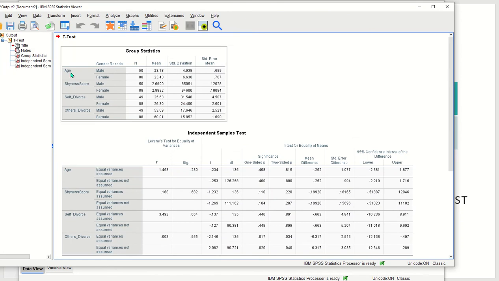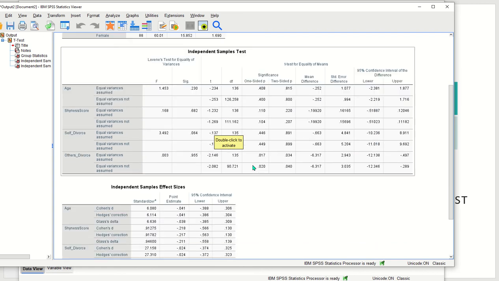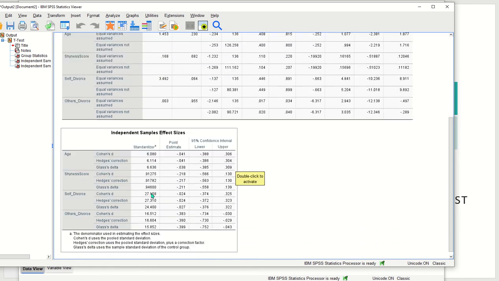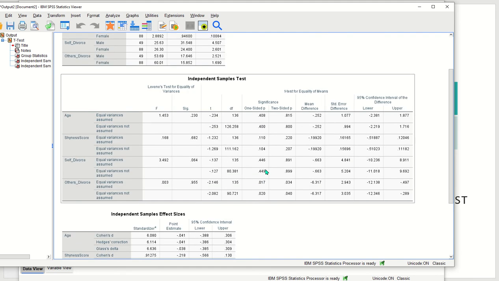And so you can see that it's comparing males and females on age, and it did a comparison for shyness, self-divorce, and others' divorce, right? And it gave us the number of people that answered those questions for each group, their means, standard deviations, and standard error of the mean. And here is our independent samples test right here, the next box. And then it shows effect sizes down here. Cohen's d is the effect size used for the t-test. And if you recall, effect size measures the strength of a relationship, how strong or weak it may be.